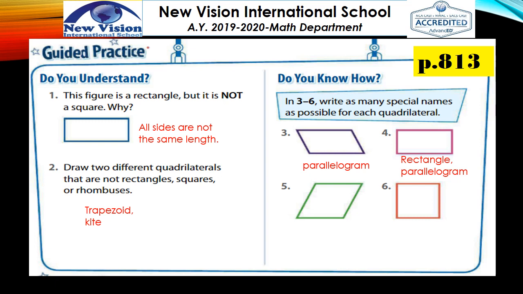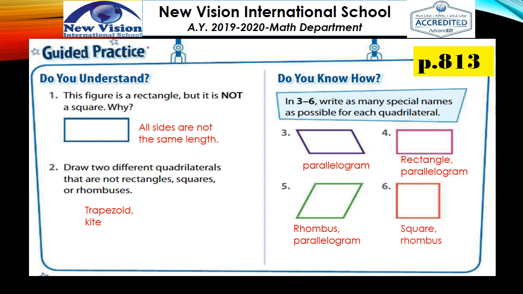What is a parallelogram? Always remember that it has two pairs of parallel sides. That's why it's also a parallelogram. Next, number 5. It's a rhombus, and it's also a parallelogram. Why? It's a rhombus because it has what? It has all sides the same length. And it's a parallelogram because it has two pairs of parallel sides.